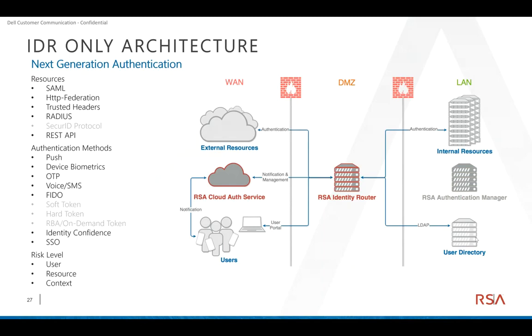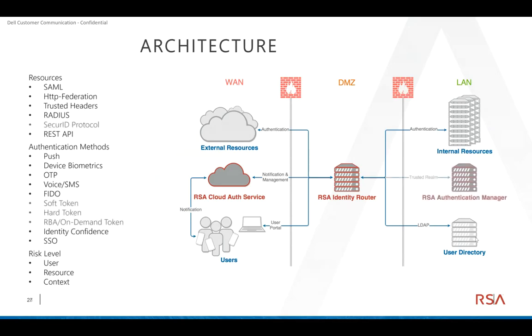However, with the IDR-only architecture, you can see the IDR positioned in the DMZ. There is no need for the Authentication Manager here. We can use the identity router to integrate with the cloud applications, manage the external resources also, and then integrate with the internal LDAP for authentication. What we support here is SAML, HTTP Federation, Trusted Header, Radius, and REST API. Authentication methods here are push, device, OTP, voice, SMS, FIDO, and YubiKey, and identity confidence, single sign-on, and the advanced risk engine, which comes with risk levels: user, resource, and context.